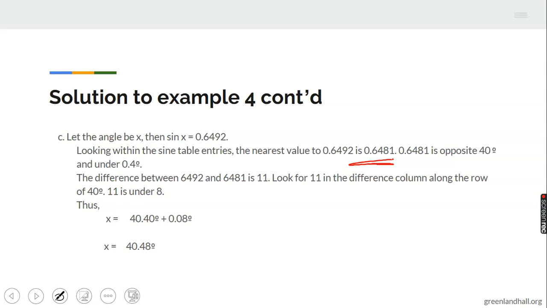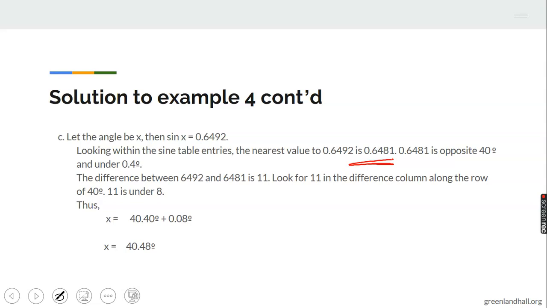Then you will now subtract. What is the difference between 0.6492 and 0.6481? The difference is 0.0011. So you now go and check 11 under the difference column. You check under the difference column of 40 for your sine.